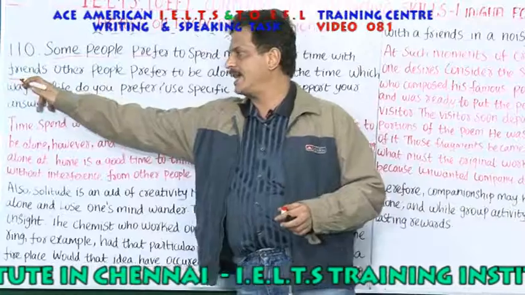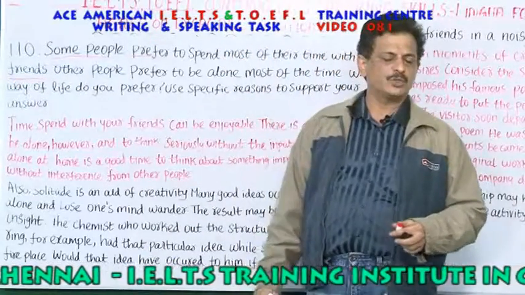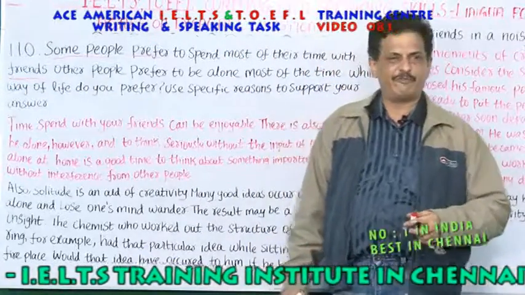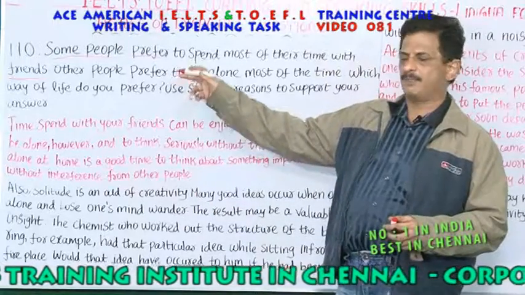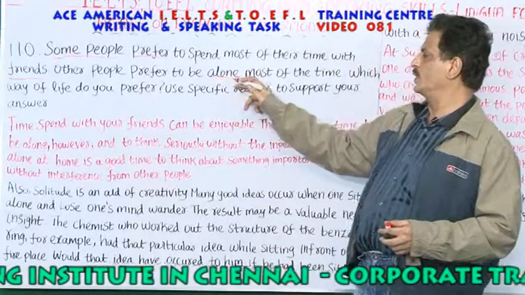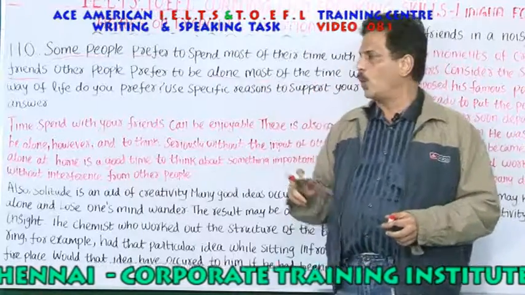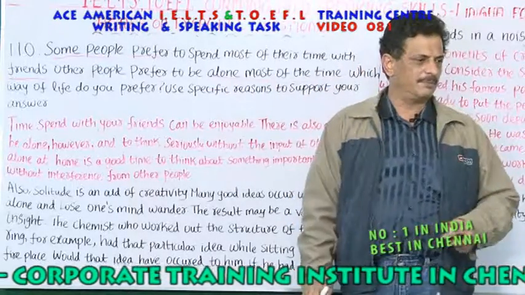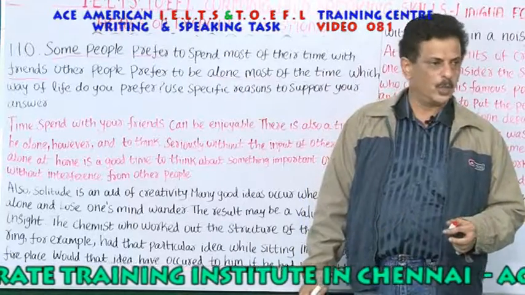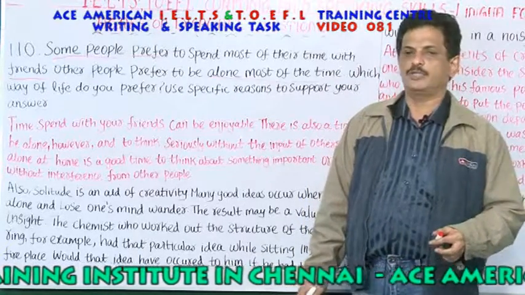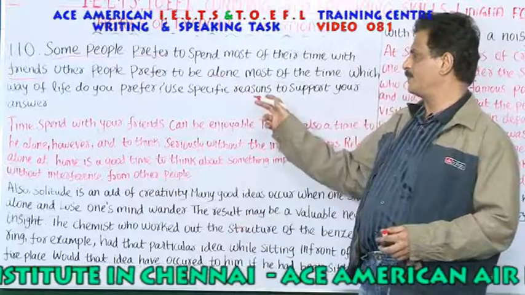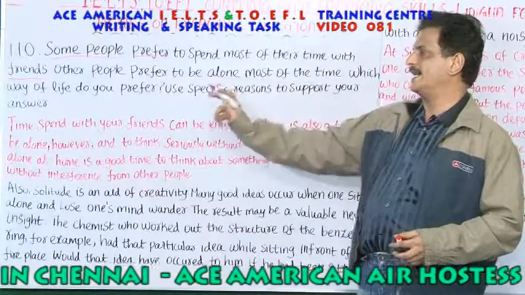So 24 hours are there. Some people love to spend their time with their friends. Some other people prefer to be alone most of the time. They love to be alone. Which way of life do you prefer? Being with your friends or being alone during your free time? Which do you prefer? Use specific reasons to support your answer.